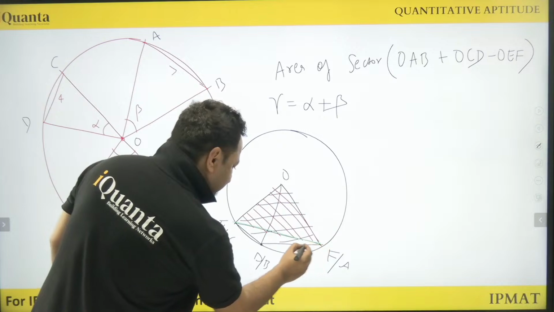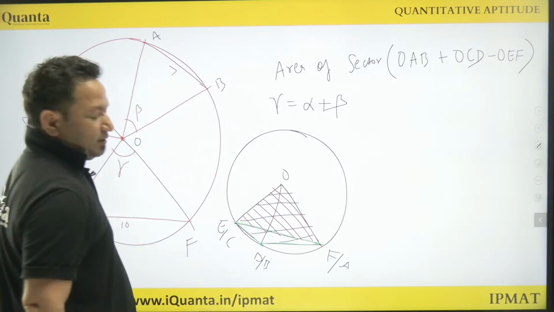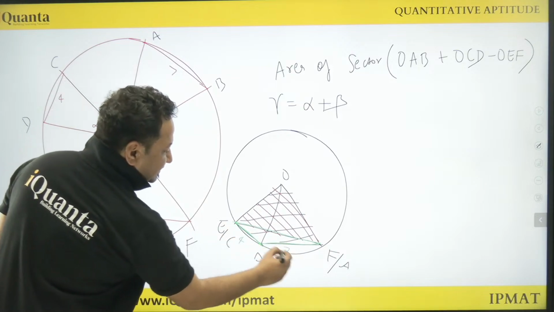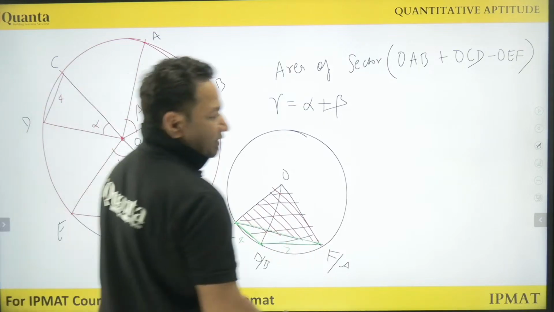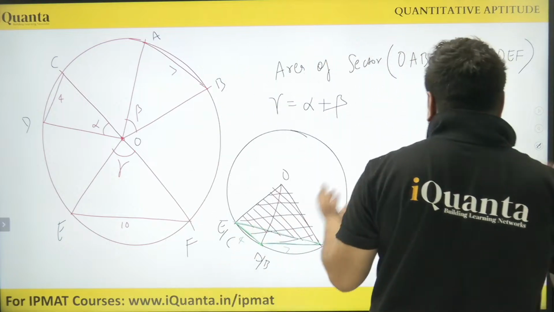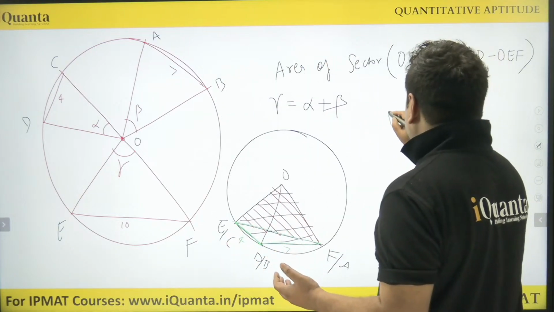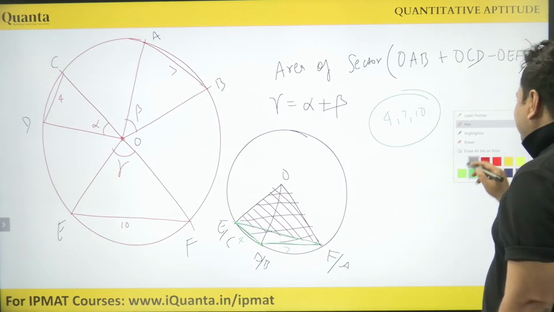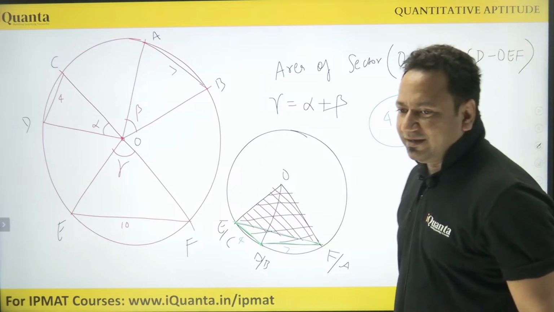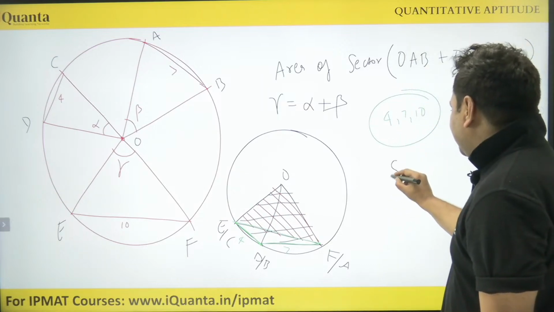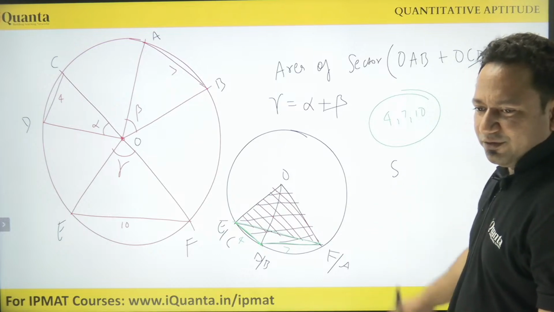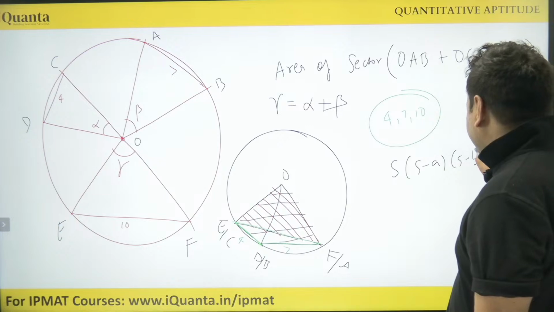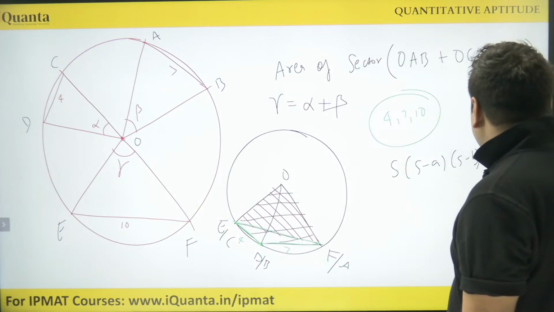this triangle, which has sides of length 4, 7, and 10. So you basically need to find the area of a triangle whose sides are 4, 7, and 10. The question rephrases to a simpler question. That's it. So how to do that? S into S minus A, S minus B and S minus C, right? You can solve it all.